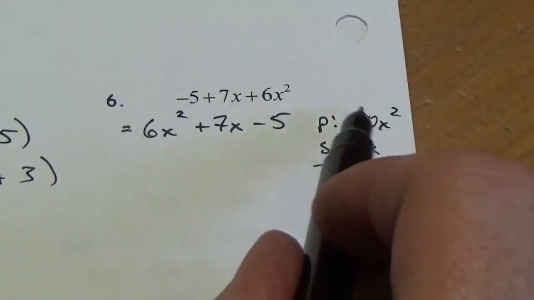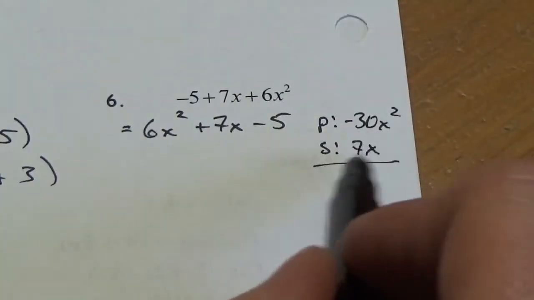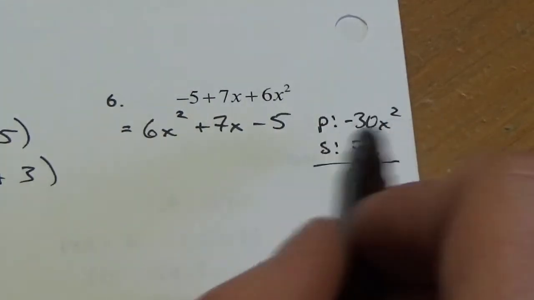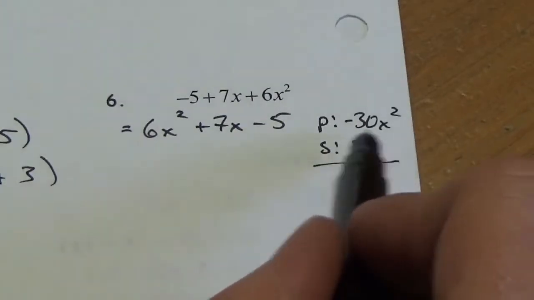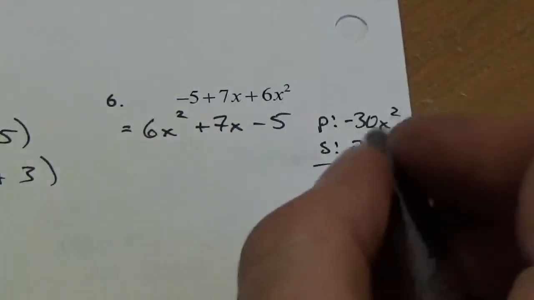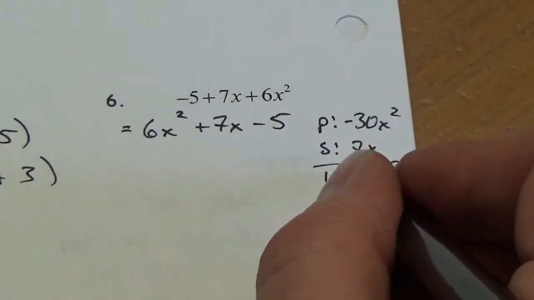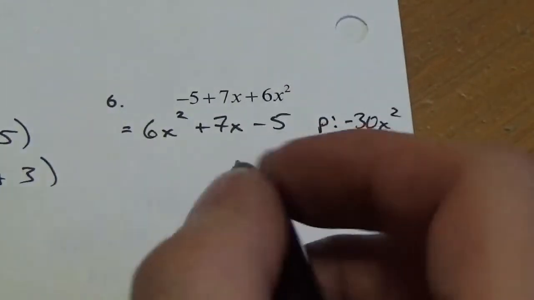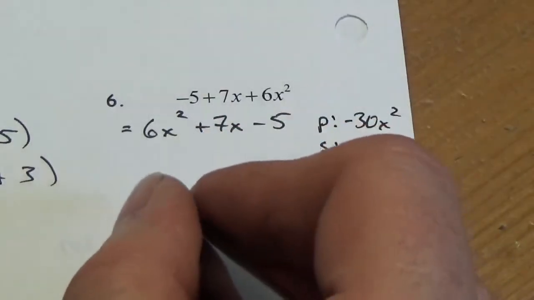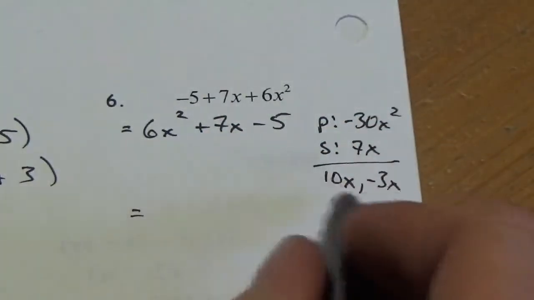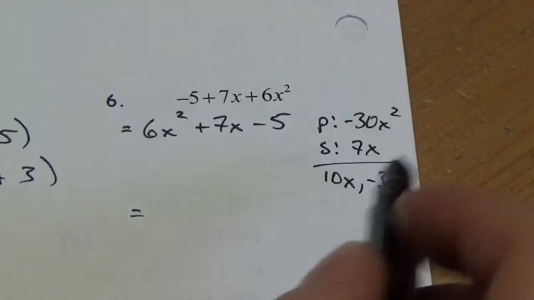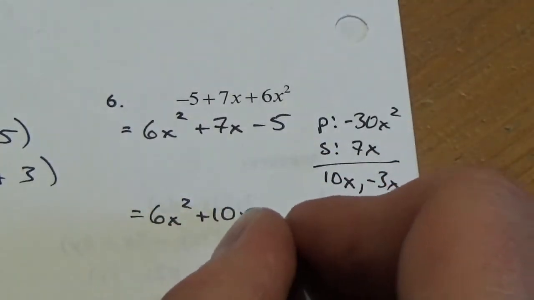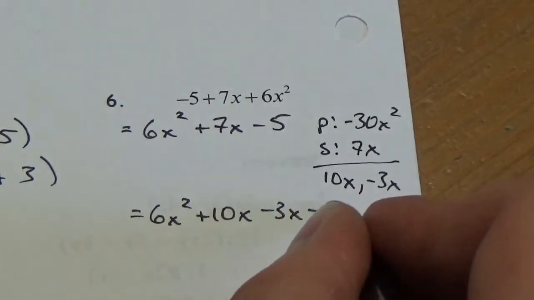Now notice this. The product is negative, but the sum is positive. So the fact that the product is negative means that one of the two of them is negative. And the fact that the sum is positive means the larger one is the positive one. So this has got to be 10x and negative 3x. And so now I can split this up, or at least what I can do now is I can replace the 7x with the 10x and the negative 3x. So 6x squared plus 10x minus 3x minus 5.